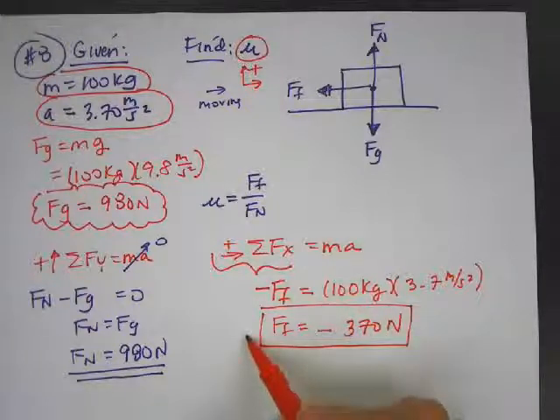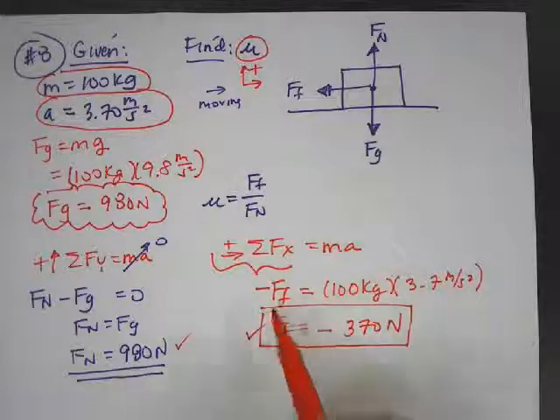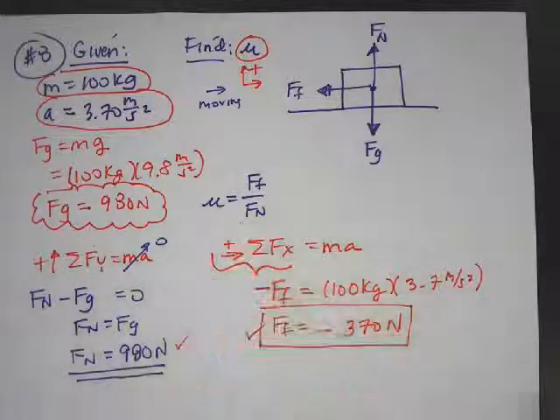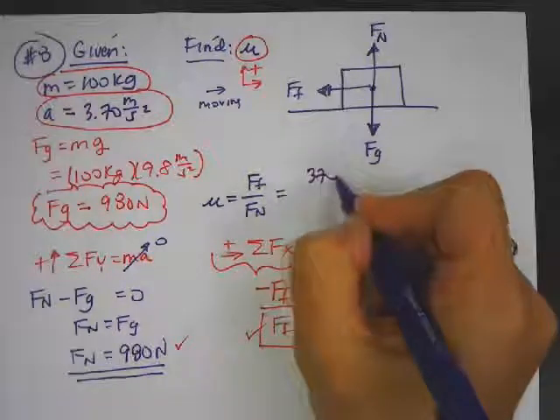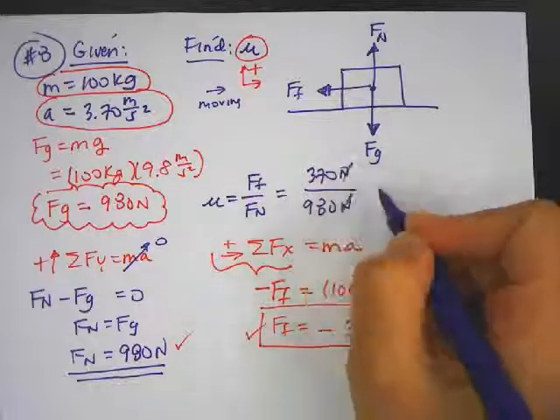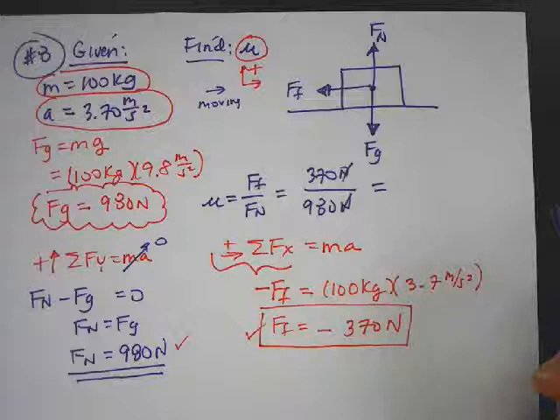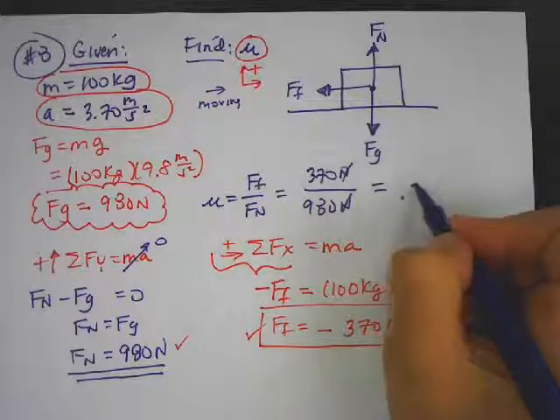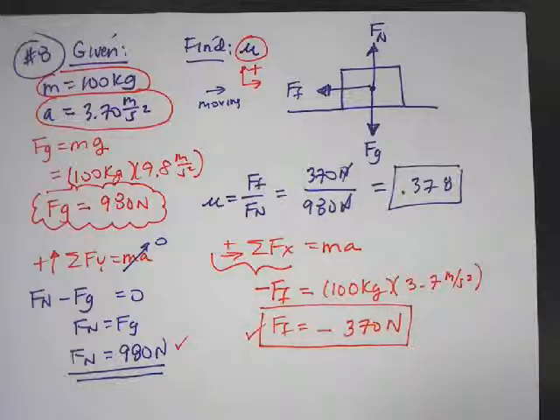So now, once I have F of F, and I have F of N, and the negative sign, I already have it negative in my free body diagram. So now I put all this back into my mu equation. F of F is 370 newtons. F of N is equal to 980. My newtons cancel, and 370 divided by 980 comes out to be 0.378. Is this between 0 and 1?